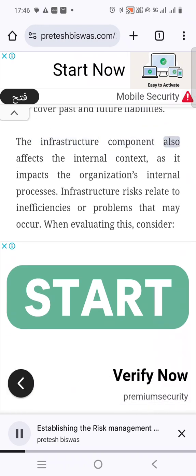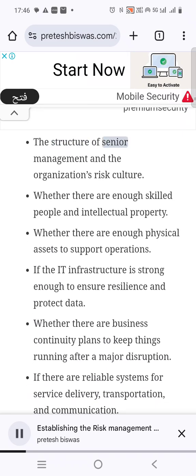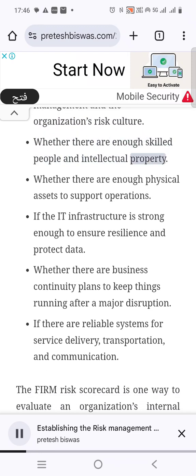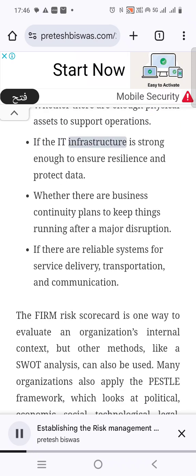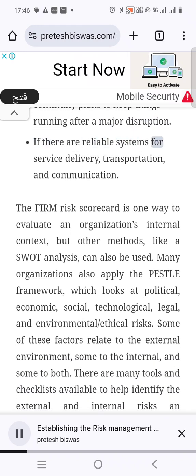The infrastructure component also affects the internal context, as it impacts the organization's internal processes. Infrastructure risks relate to inefficiencies or problems that may occur. When evaluating this, consider the structure of senior management and the organization's risk culture, whether there are enough skilled people and intellectual property, whether there are enough physical assets to support operations, if the IT infrastructure is strong enough to ensure resilience and protect data, whether there are business continuity plans to keep things running after a major disruption, and if there are reliable systems for service delivery, transportation, and communication.